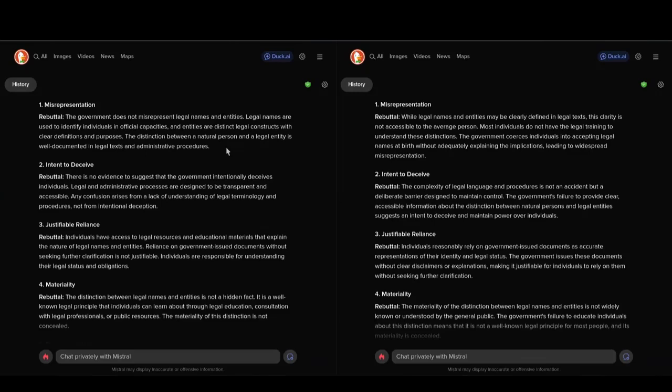If it takes 10 years to understand that it's right, you're doing something wrong. And it's not true. Reality doesn't work like that in any realm. Number 2, intent to deceive. The government's point of view: there is no evidence to suggest that the government intentionally deceives individuals. Legal and administrative processes are designed to be transparent. You know, that is something they'd say, but that is nonsense. And accessible. Any confusion arises from a lack of understanding of legal terminology and procedures, not from intentional deception.